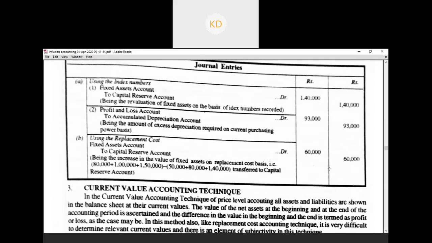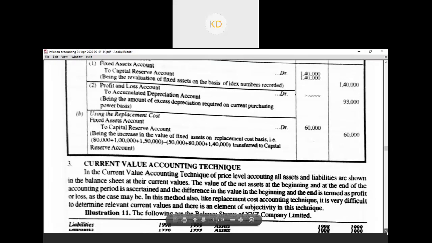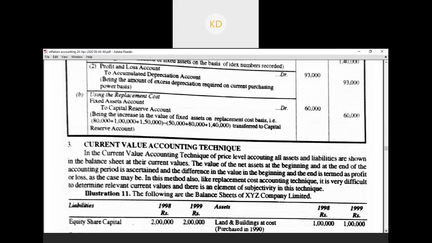So, replacement cost accounting only talks about what should be your base for calculating these inflationary values on fixed assets. This method is not a full-fledged method. It basically talks only about how you calculate the fixed assets. Now, going to the third method, you have current value accounting.